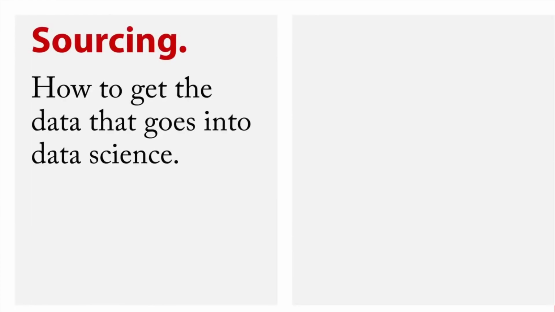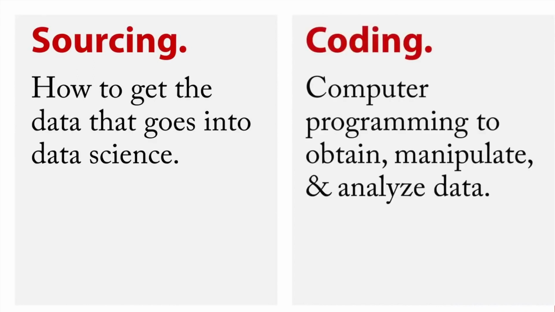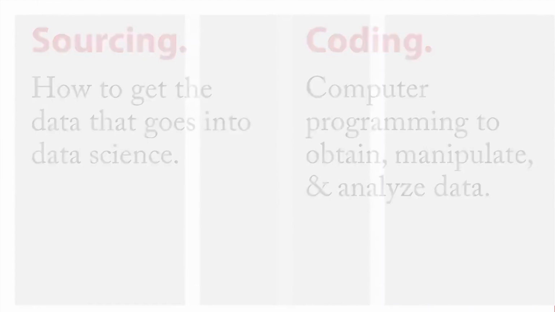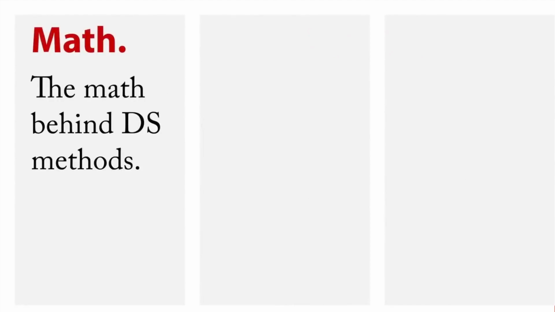The first one is sourcing or data sourcing, and that is how to get the data that goes into data science, the raw materials that you need. The second is coding. That again is computer programming that can be used to obtain and manipulate and analyze the data. After that, a tiny bit of math, and that is the mathematics behind data science methods that really form the foundations of the procedures.